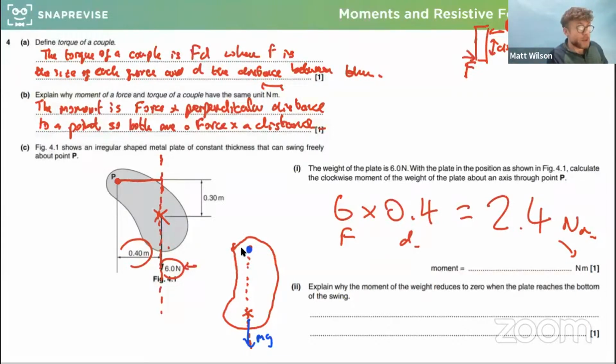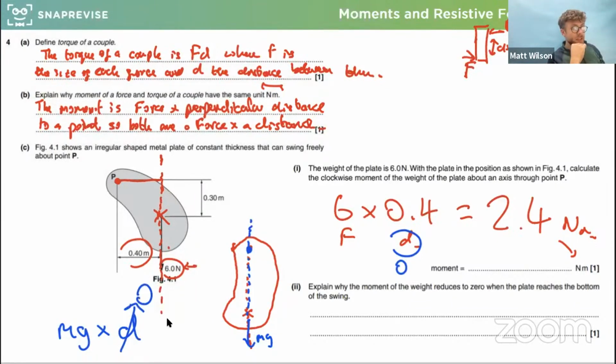The moment here is 0 because the line of action of the force is where the point is. So the distance between the point and the line of action of the force is 0. Therefore this number here is going to be 0, and the whole moment is going to be 0. It's because the distance between the line the force is acting on and the point we're taking moments around is 0. The point is actually on the line. It's not away from the line, it's actually on it. So when we do this force mg times the perpendicular distance, here the distance is 0. It's nothing.